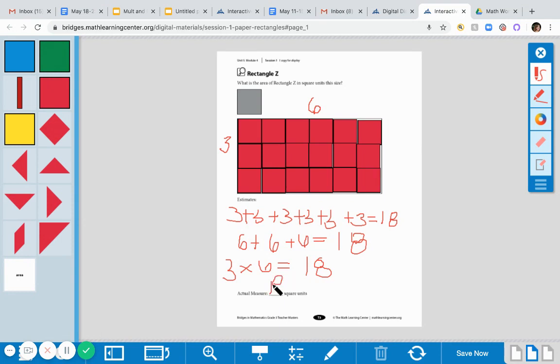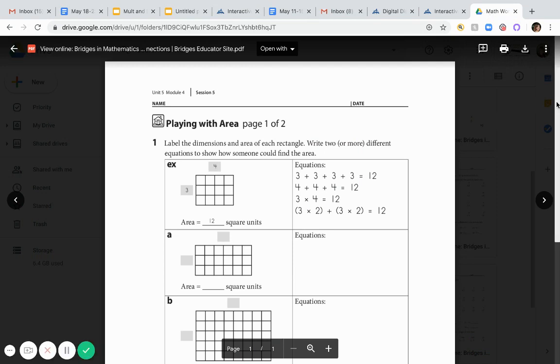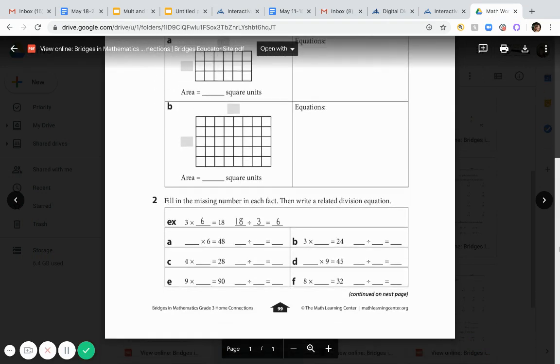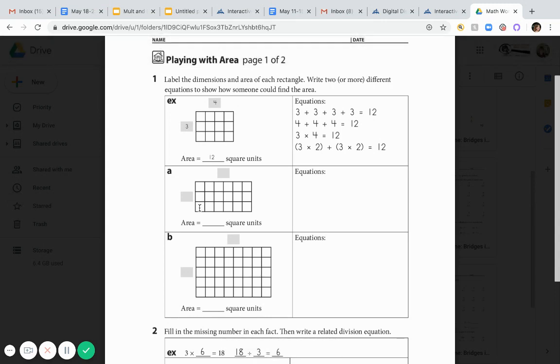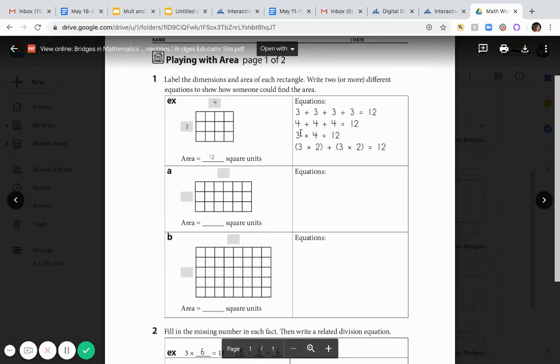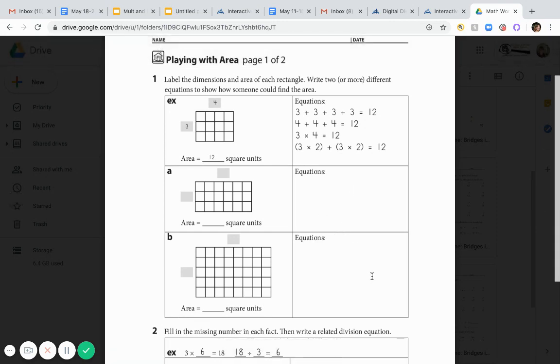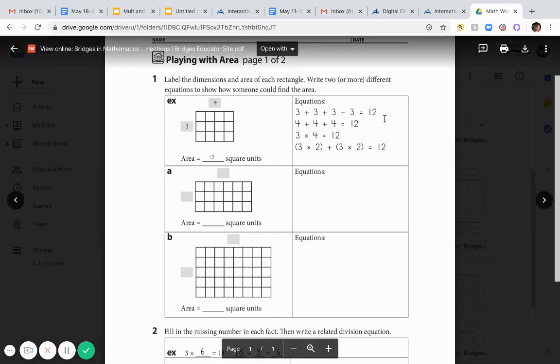It's 18 square units. All right, so for today's work, we're going to be looking at page 99 in your math packet. Again, you are going to need to hunt for that a little bit. On the top here, you're going to do what we just did with that rectangle and our tiles to figure out the area of these rectangles. So you're going to want to figure out the length and width of the object. And just like I did in my example, you're going to be using some different equations to solve the problem. Do at least 2 equations to solve the problem, please.